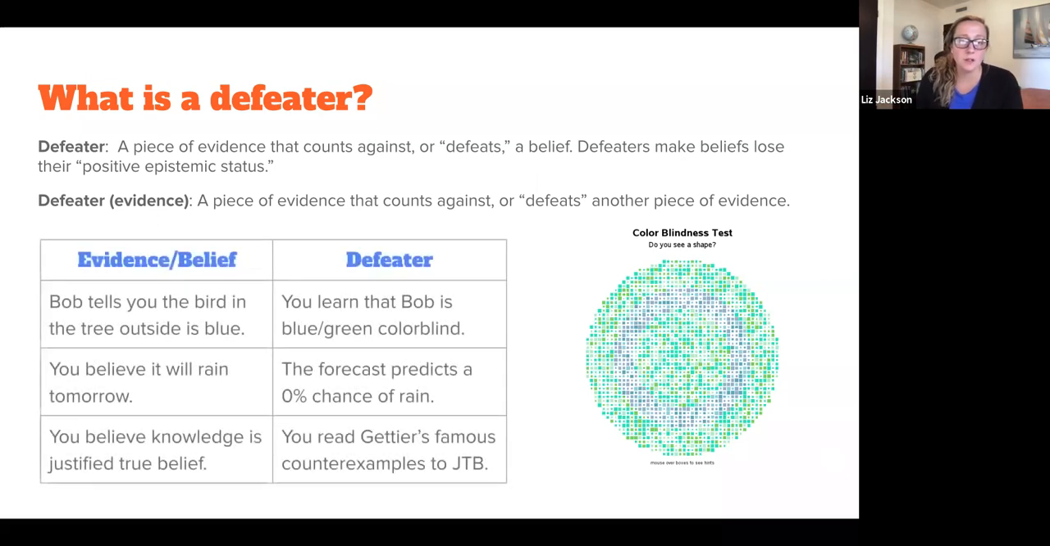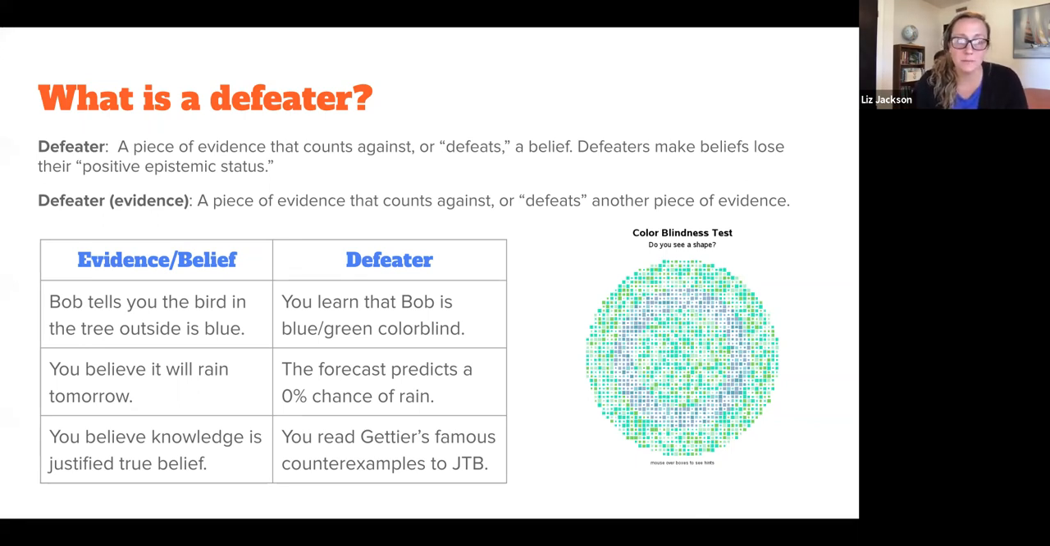Okay, so here's a couple examples. Let's say that Bob tells you that the bird in the tree outside is blue, so you believe there's a blue bird in the tree outside. You would get a defeater for that if you learn that Bob is blue-green colorblind. Let's say you believe that it will rain tomorrow. Maybe you're in Florida and it rains almost every single day. And then you check the forecast and notice that it predicts a 0% chance of rain. This actually happened to me yesterday. Then you have a defeater for your belief that it will rain tomorrow.